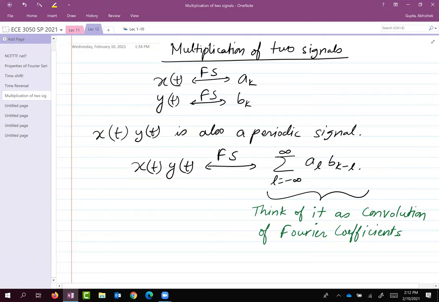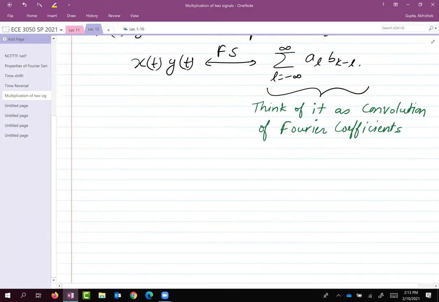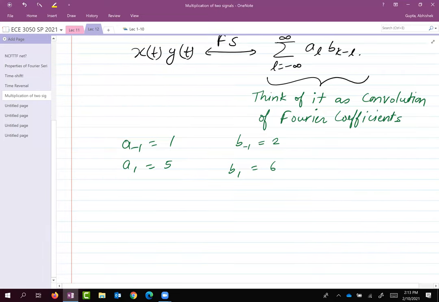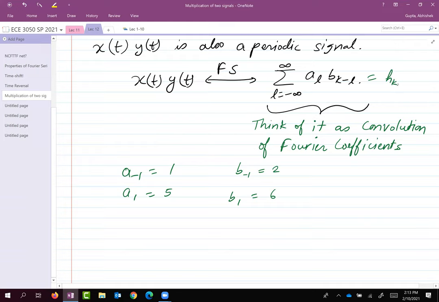Real quick, it's probably a dumb question, but for the subscripts l and k minus l, when I see a variable in a summation with a subscript, my brain forgets what to do with it, because usually variables are multiplied or times something. What does it mean as a subscript? Right, good question. So if I have a minus 1 equals 1, a 1 equals 5, b minus 1 equals 2, b 1 equals 6, then suppose you want to compute, let me call it c_k.